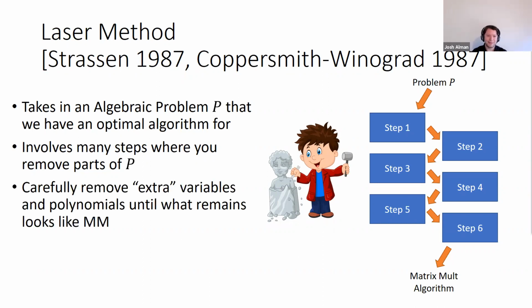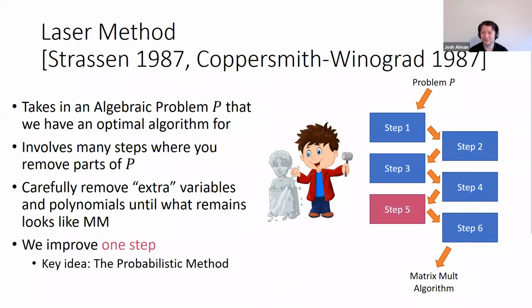So there's all these steps where you carefully remove extra variables and polynomials until you get to a matrix multiplication. So I want to tell you a little bit about our improvement, which fortunately is, well, the laser method itself is quite complicated, but actually our improvement is confined to one step near the end, which is quite simple. And I can actually show you the main idea behind it. And the idea is to take a step that used to be sculpting away parts of the algorithm, parts of polynomials in some greedy approach, and instead use a more clever probabilistic method to find a bigger matrix multiplication. So let me tell you a bit more about that.